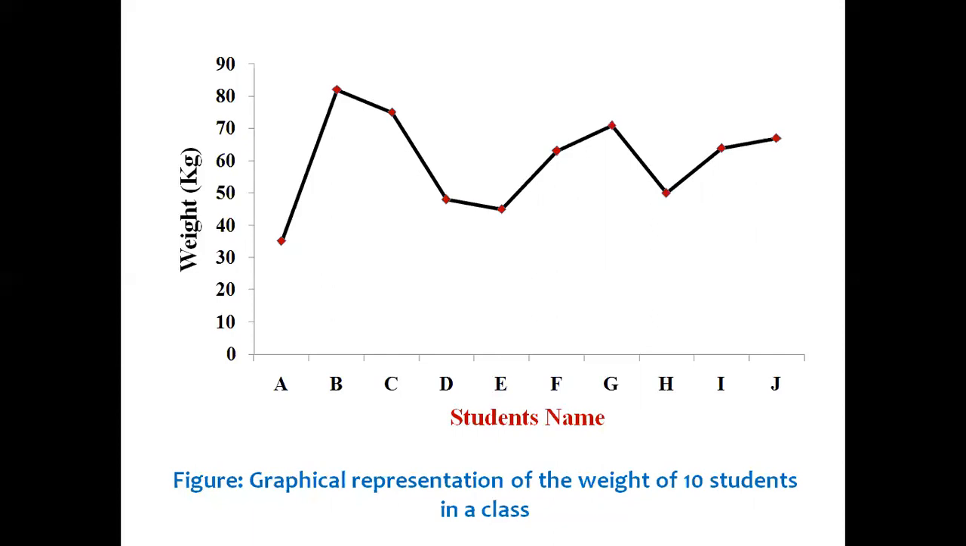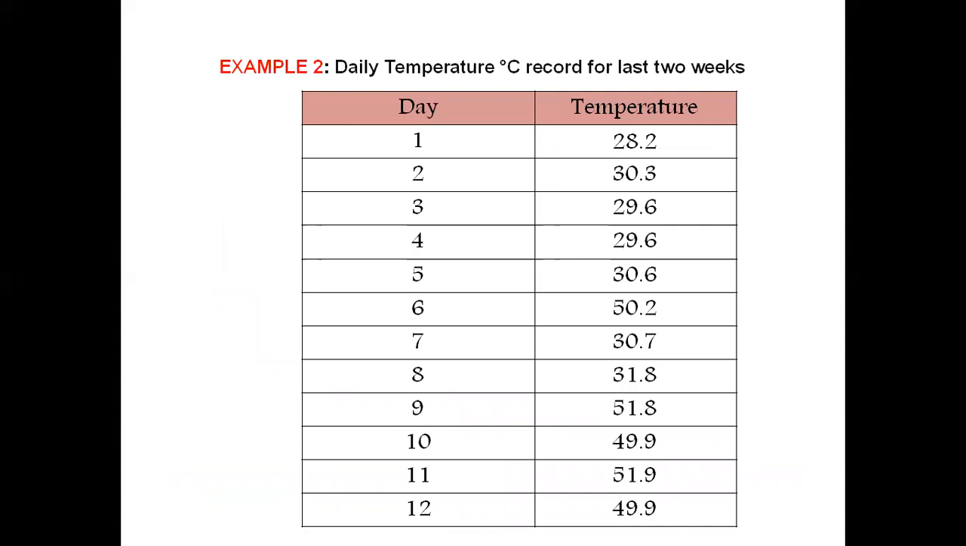Let's take another example. Let's say I'm interested in knowing the daily temperature recorded for the last 2 weeks. So for the last 2 weeks, we take all the temperatures for day 1 to day 12, for example. Just an example. I have collected the data, but just by looking at the data, it'd be quite tough for me to interpret it.